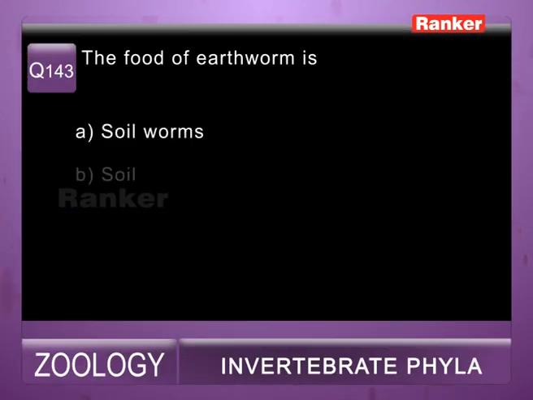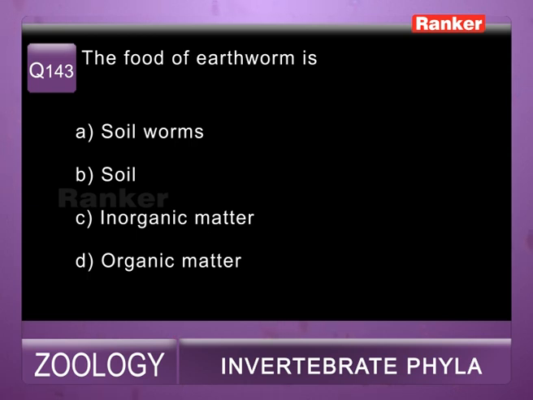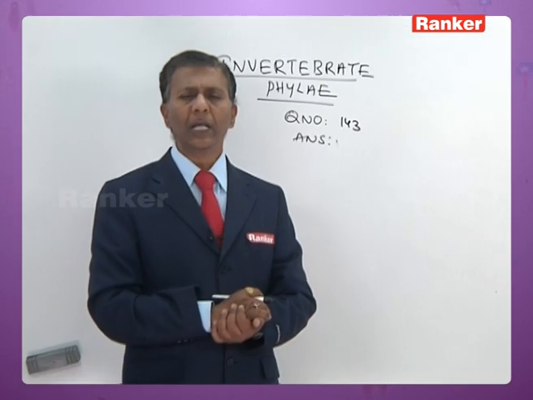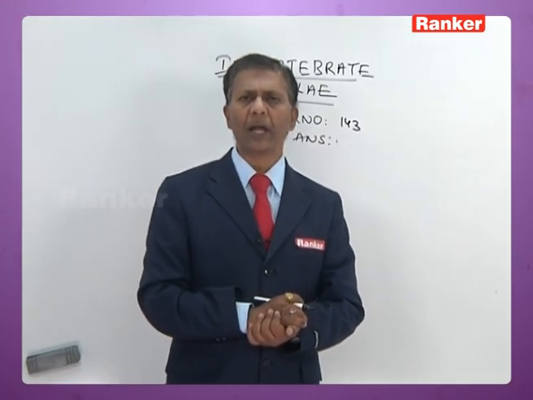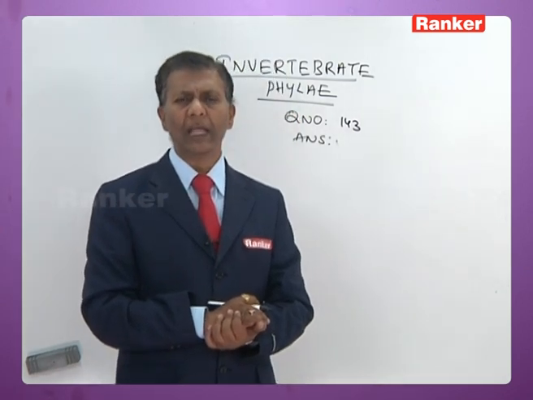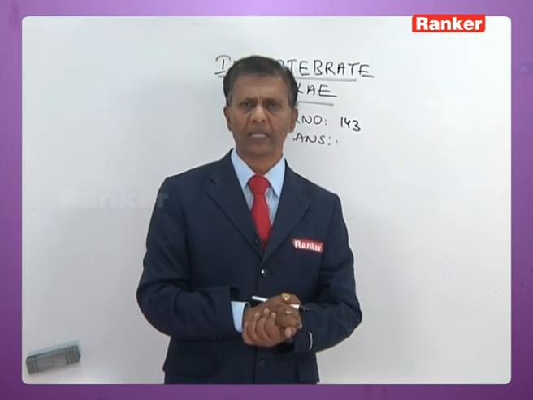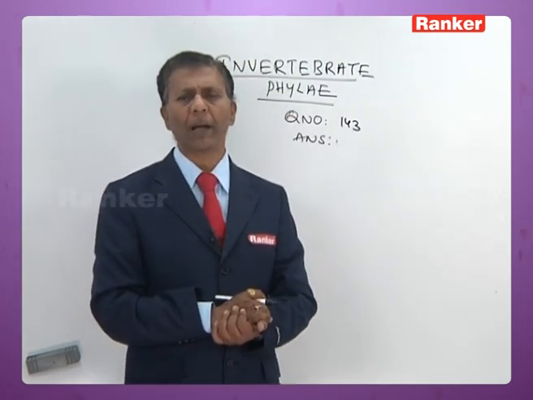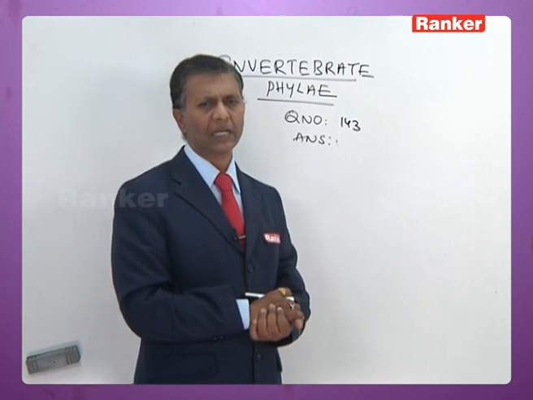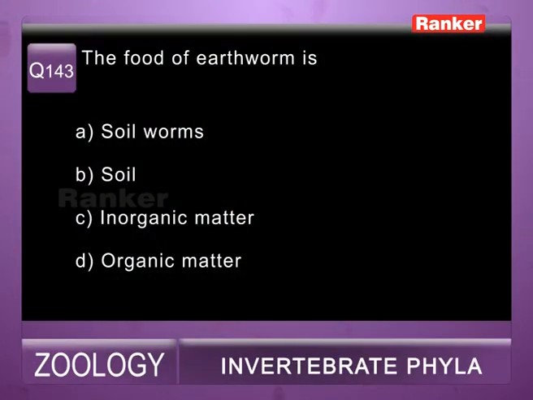Now 143 question: the food of earthworm is A, soil worms, B, soil, C, inorganic matter, D, organic matter. Earthworm is a detritivore. It feeds on decomposing food, decaying leaves and is fond of organic food containing humic acid. Detritus food contains an abundant amount of humic acid. So 143 question, correct answer is D, that is organic matter.